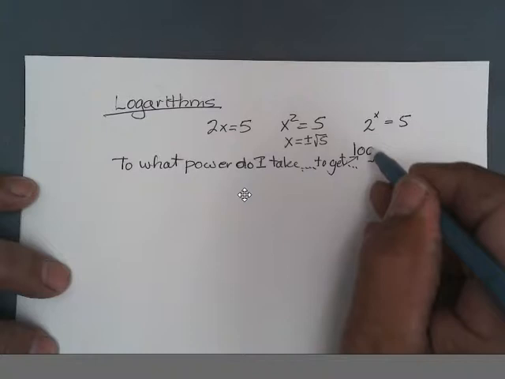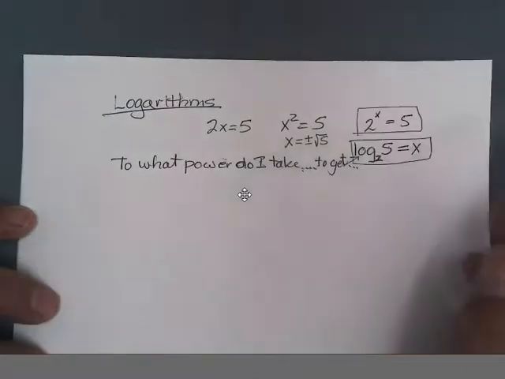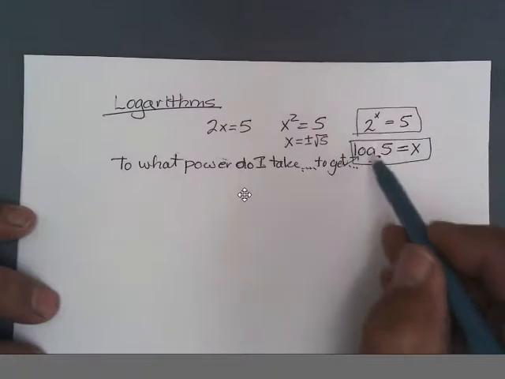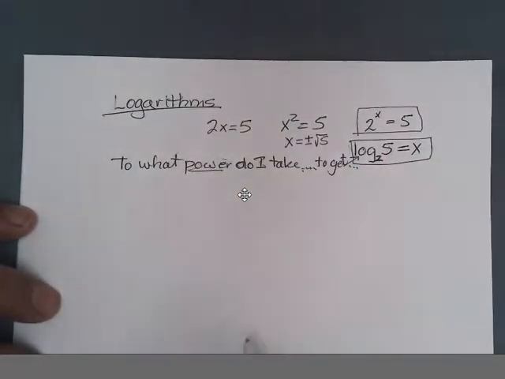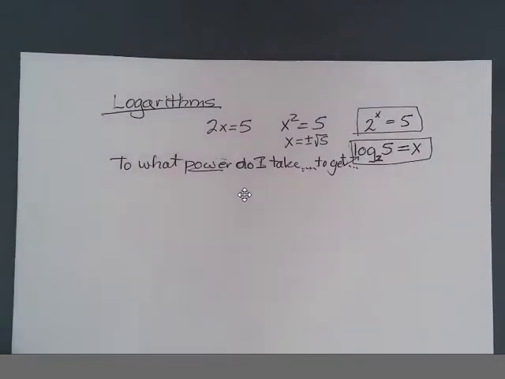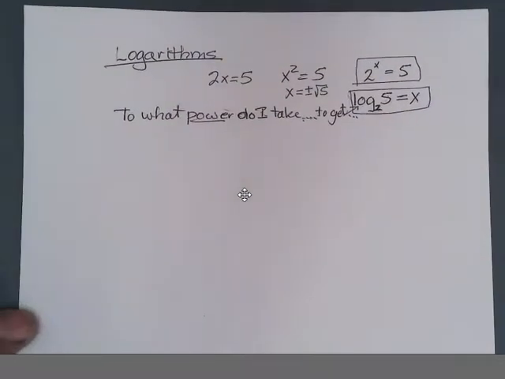This is nothing more than rewriting this. This says, to what power do I take 2 to get 5? This says, to what power do I take 2 to get 5? The difference is x is in a power position, and here x is down on the regular line of the equality. It doesn't look like a power, but it is a power. It's always been a power. So a log is a power. To what power? Okay, so we've got to hang on to that idea as we go through this.